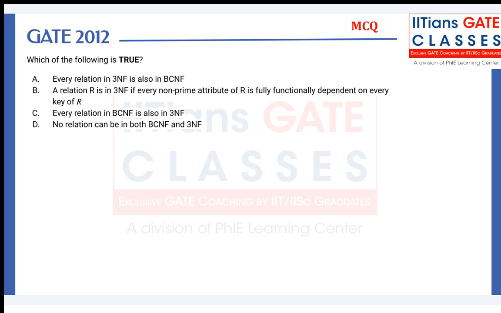So we know that for a relation to be in BCNF, the first thing is which normal form the relation should be in. It should definitely be in 3NF, plus the left hand side should be a super key. So every relation in BCNF is also in 3NF. Okay, the direct answer, right?